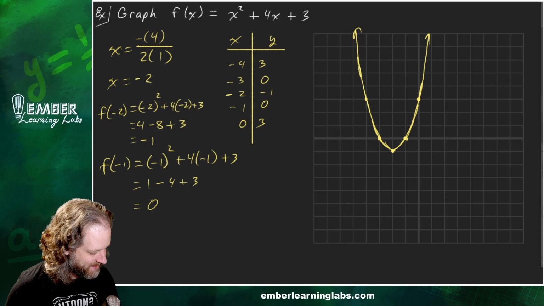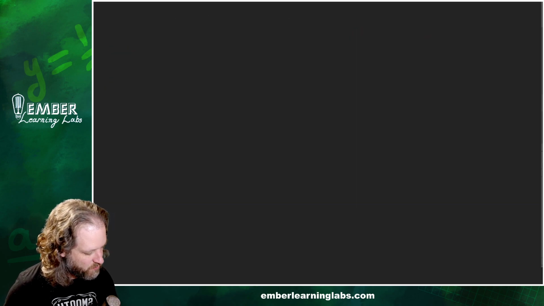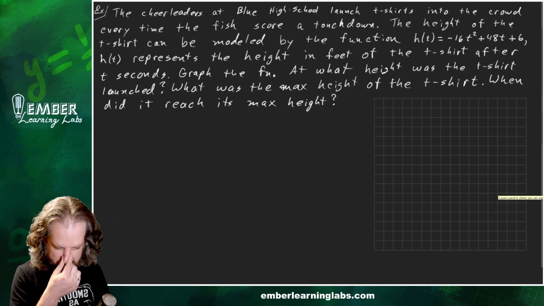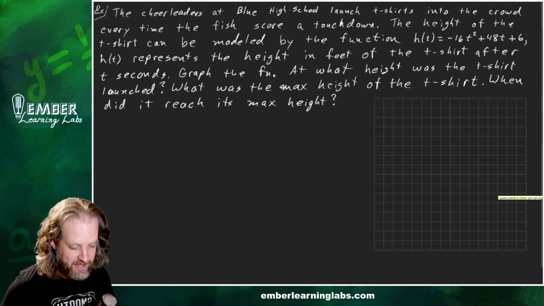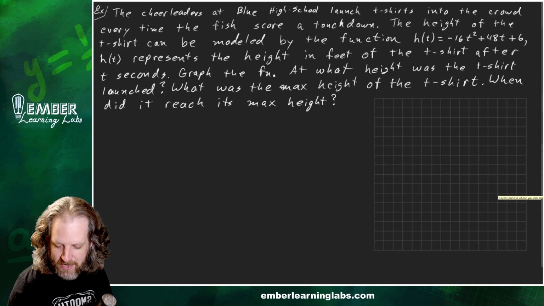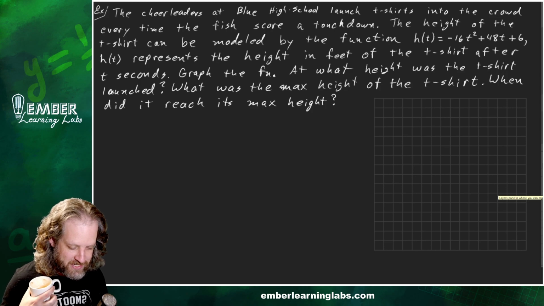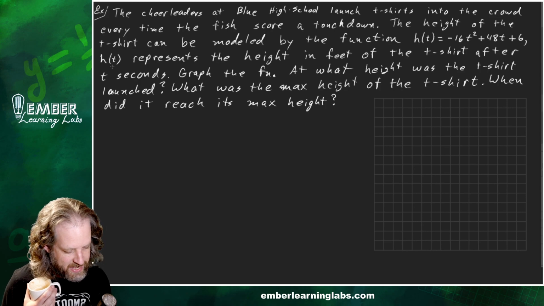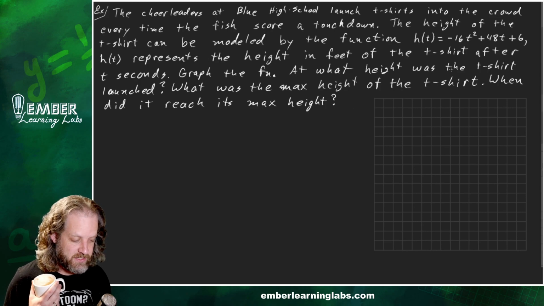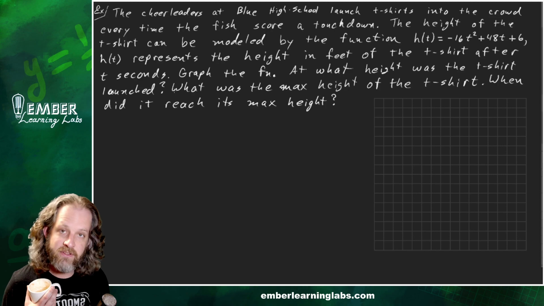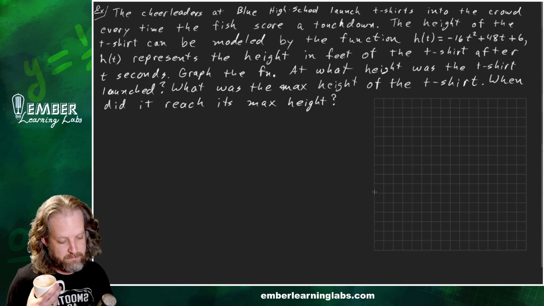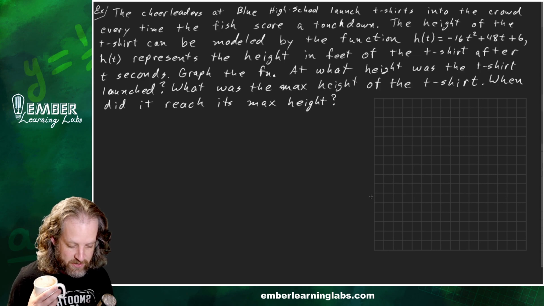All right. So let's turn these off and do one more example. I promised a word problem. Here it is. The cheerleaders at Blue High School launched t-shirts into the crowd every time the fish, what a great mascot, score a touchdown. The height of the t-shirt can be modeled by the function, that one, where h of t represents the height in feet of the t-shirt after t seconds. Graph the function. At what height was the t-shirt launched? What was the max height of the t-shirt? When did it reach the max height?